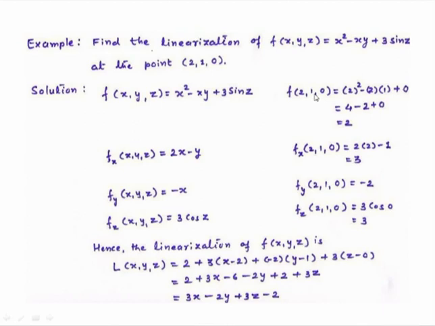So f of (2, 1, 0) is 2 squared minus 2 times 1 plus 3 sin 0, which is 0. So we get 4 minus 2 plus 0, which is 2.